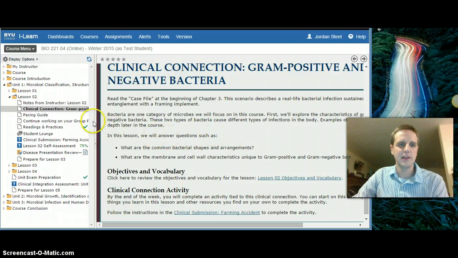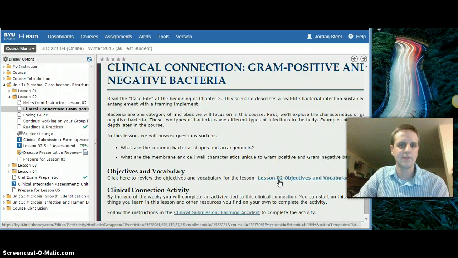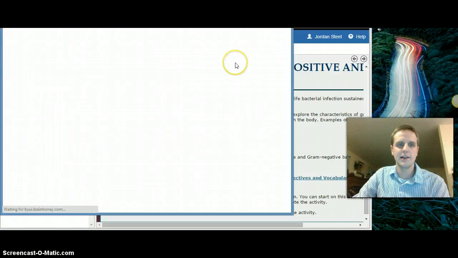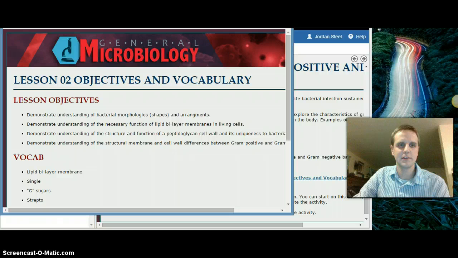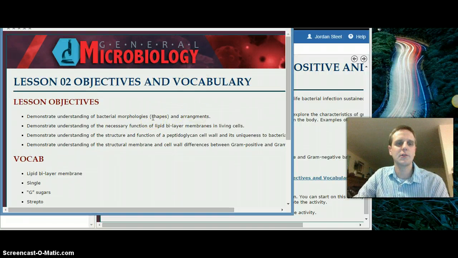Also, at the beginning of each chapter, just as a reminder, we have this clinical connection, but you also have your objectives and vocabulary for every lesson. And so to click on that and actually see, it's pulling up. Let me pull this down. This shows exactly what I'm expecting that you'll be able to understand and accomplish from this lesson.